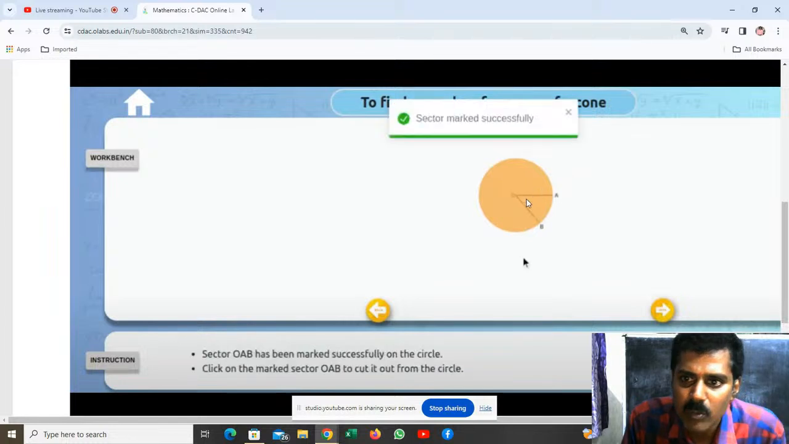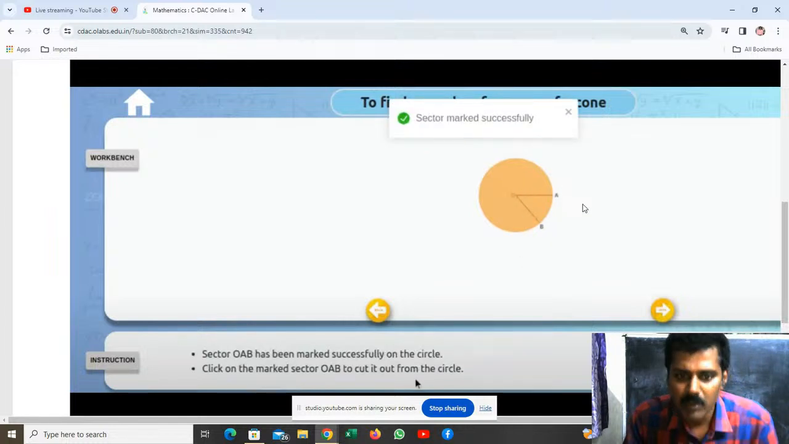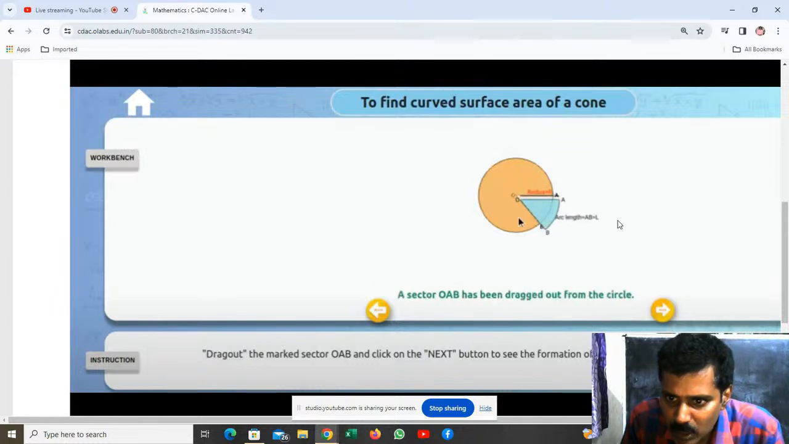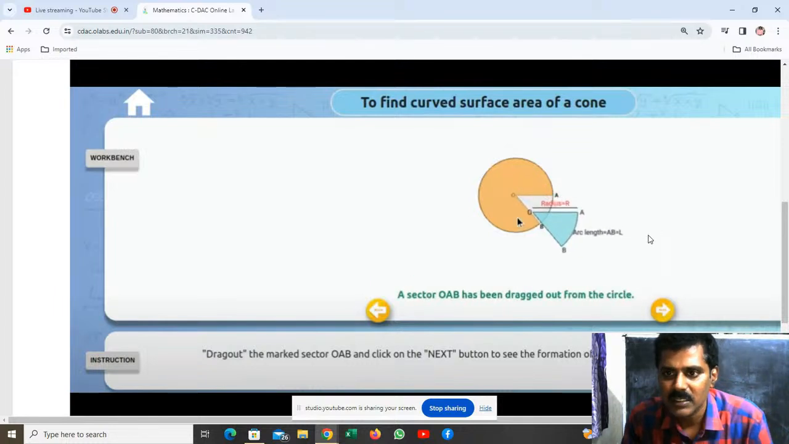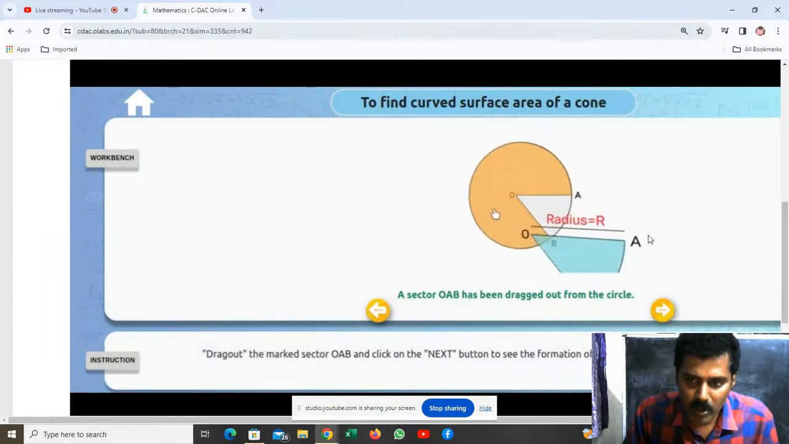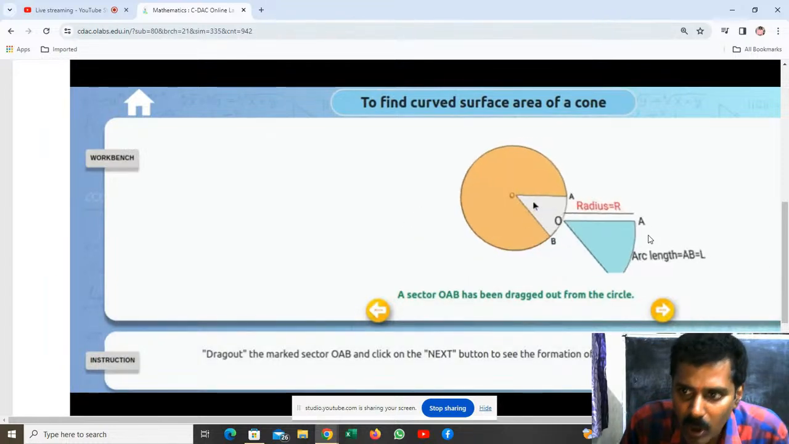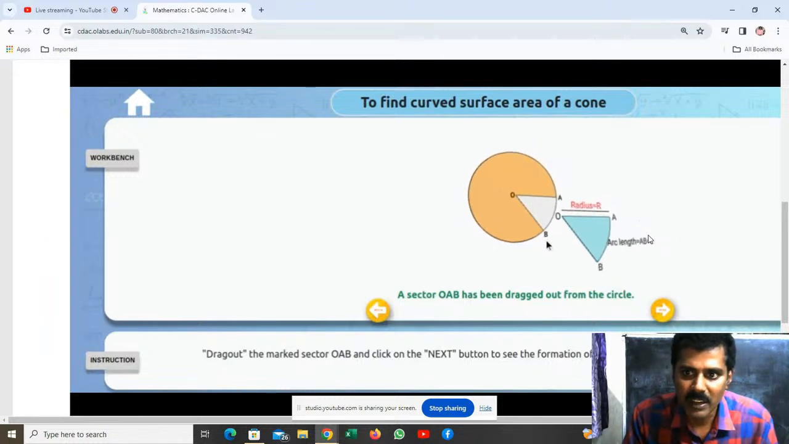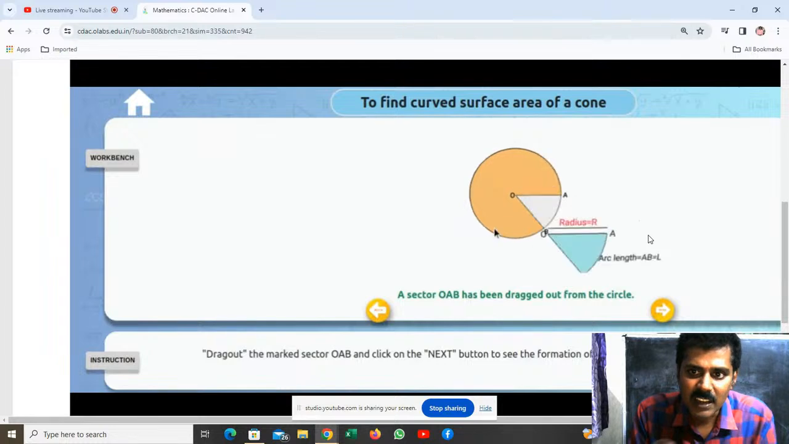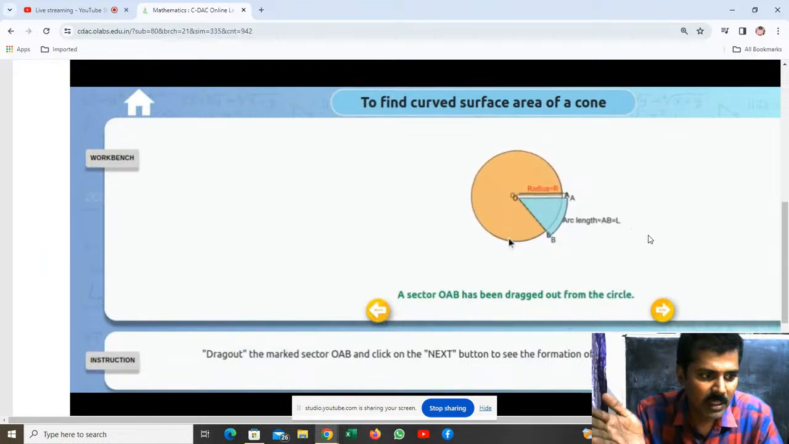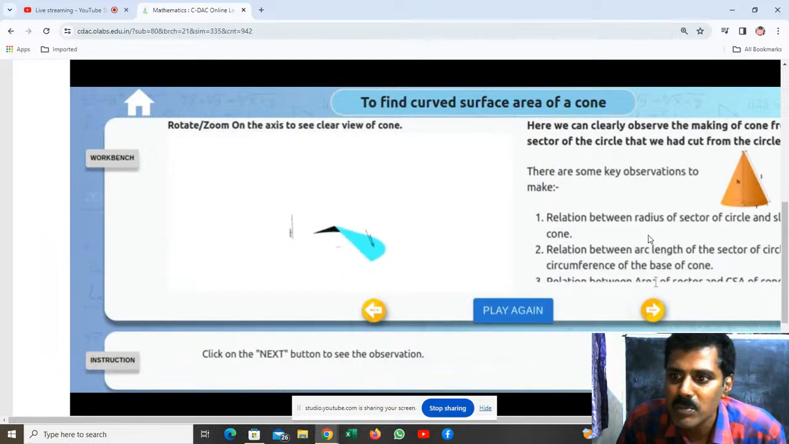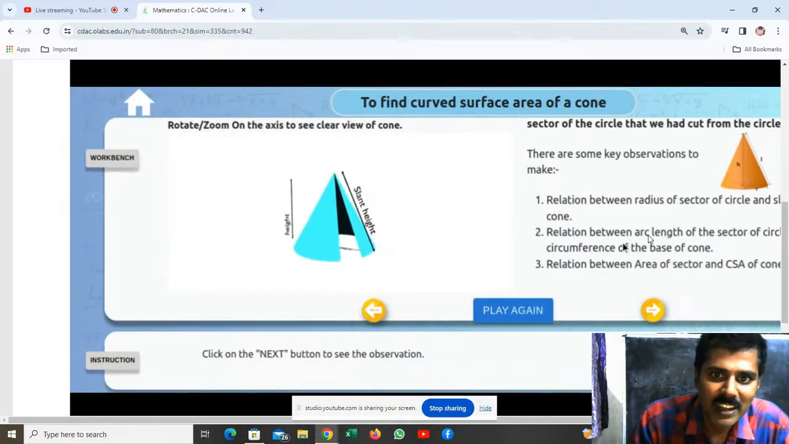After getting the circle, we will mark a sector OAB there, and then the sector OAB is cut out from the circle. We can cut out the sector part from the circle and drag it out from the circle. With that sector, I will fold the ends, the radii. If you fold it like a paper, then it becomes a cone like this.